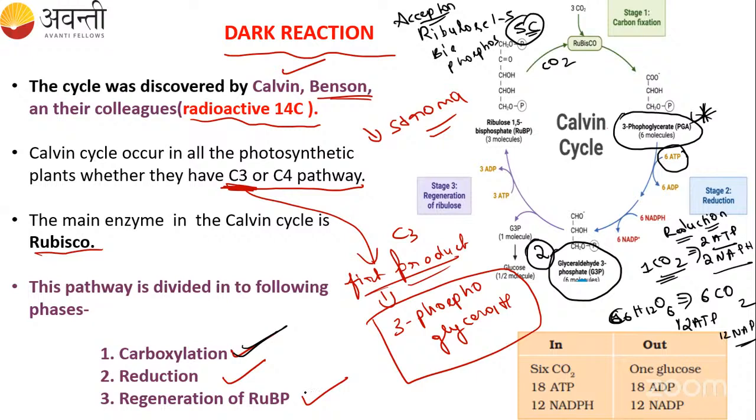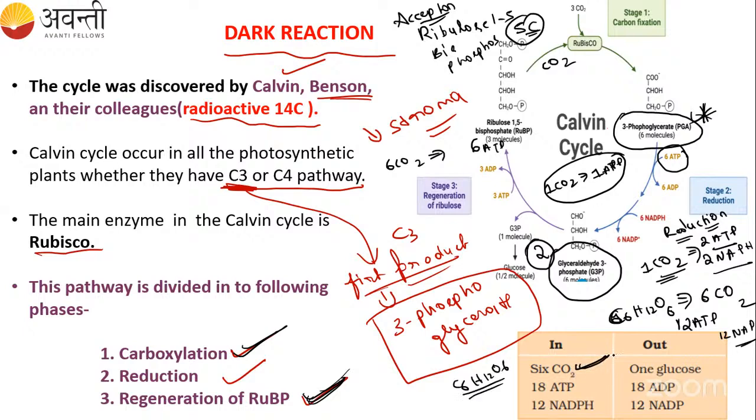Now the third process is the regeneration of RuBP. For 1 carbon dioxide, it requires 1 ATP molecule for the regeneration. So for 6 carbon dioxide, it requires 6 ATP molecules for the regeneration. So totally for the dark reaction, 6 carbon dioxide is required because C6H12O6 is there, right? For one glucose synthesis, it requires 6 carbon dioxide, 18 ATP and 12 NADPH. You know that 12 ATP in reduction and 6 ATP in regeneration.